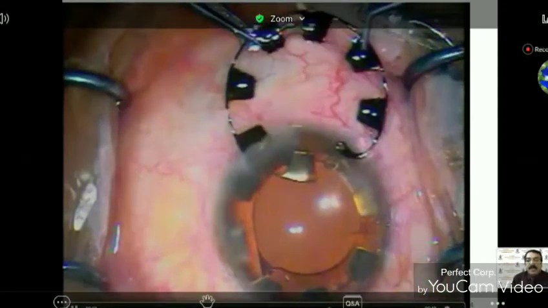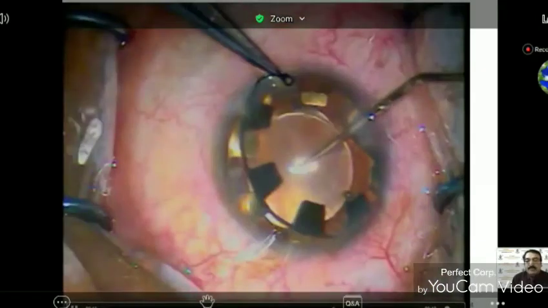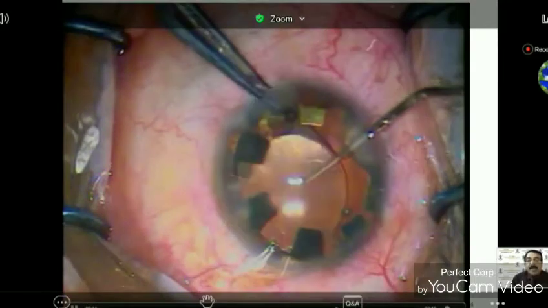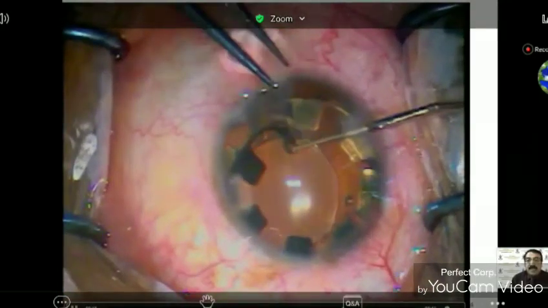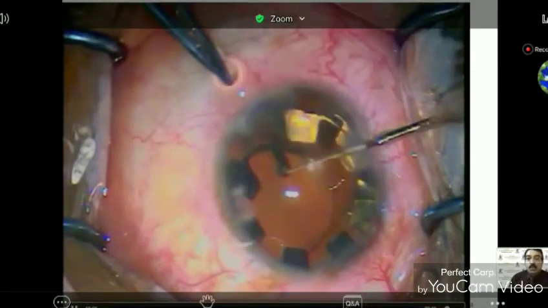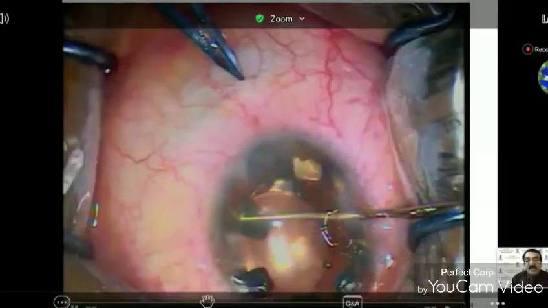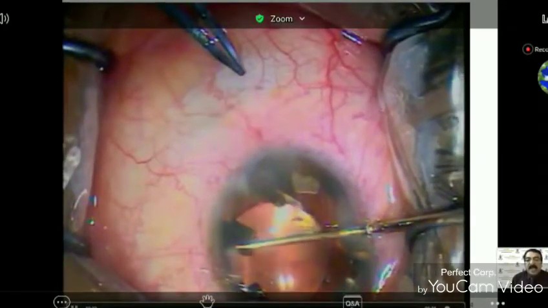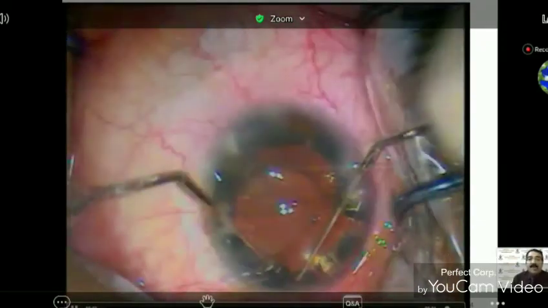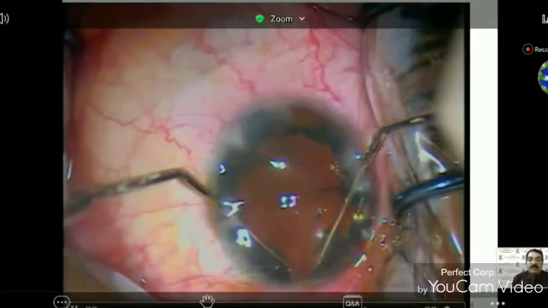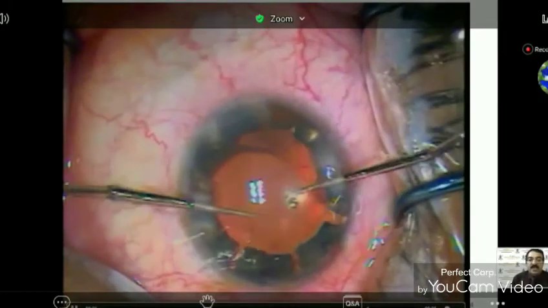These are two rings which need to be placed one after the other, and all in the bag. So the bag is holding the CTR, it's holding the lens, and it's holding these two iris reconstruction rings. So one by one they are placed, and these rings have to slide over each other and occupy a space in between themselves so that the iris reconstruction can take place.